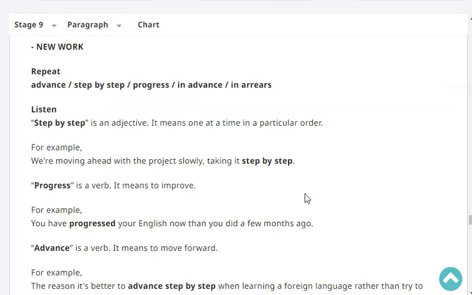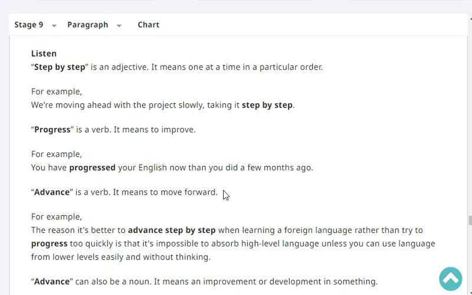In arrears. Very good. Okay, listen. Step by step is an adjective. It means one at a time in a particular order. For example, we're moving ahead with the project slowly, taking it step by step.